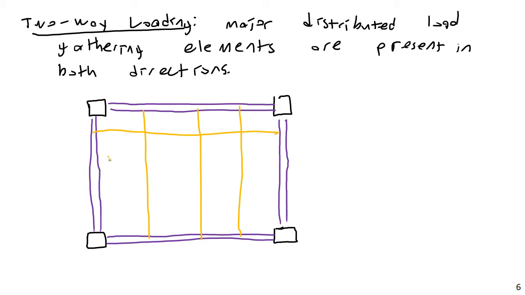Although hopefully your beams are a bit straighter than I've drawn here. So those squares are columns? Yes, these are columns here. The black squares are columns, yes.